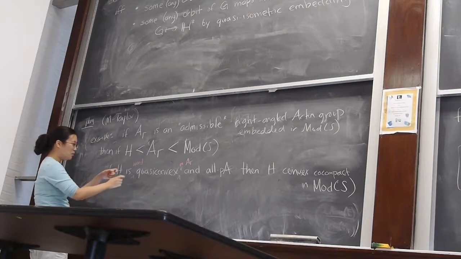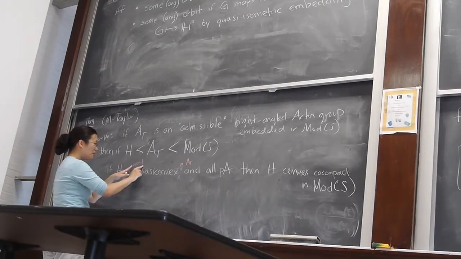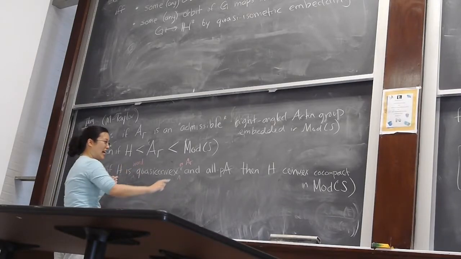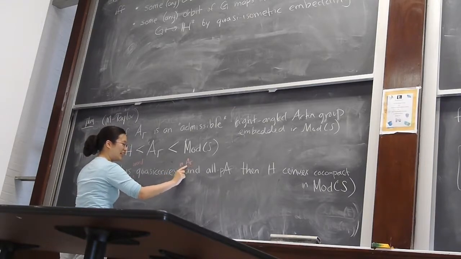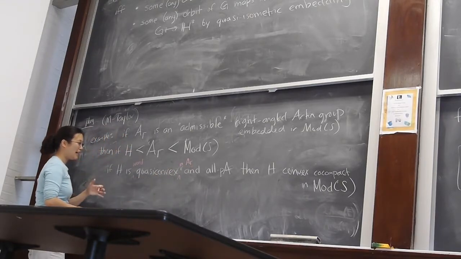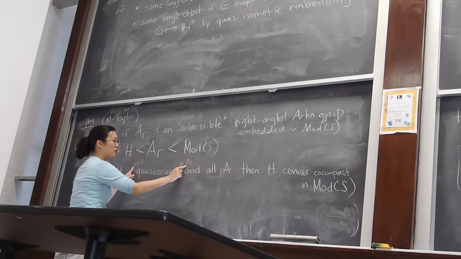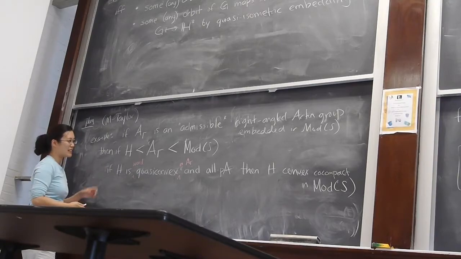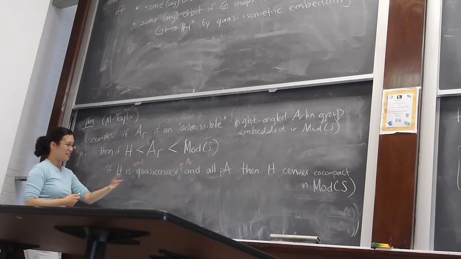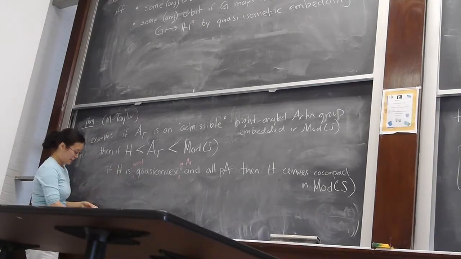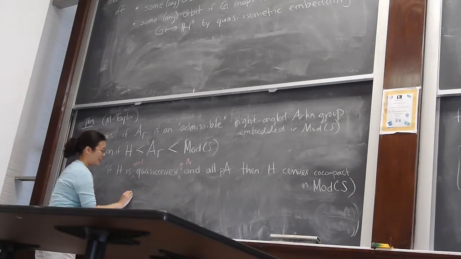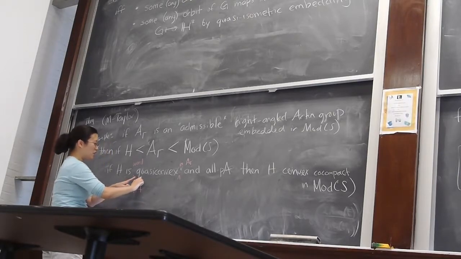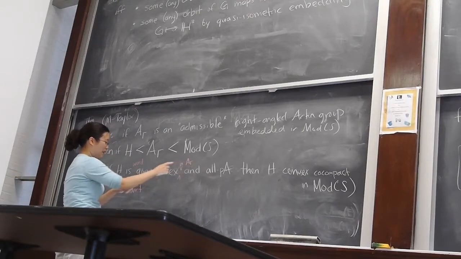So I mean, with the word metric on H, and as a subgroup of A gamma, but it matters. With the word metric in A gamma, the generators actually matter. So whether or not you're quasi-convex is going to depend on the generating set you pick for A gamma.